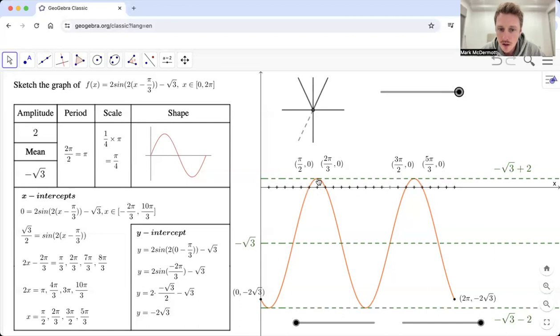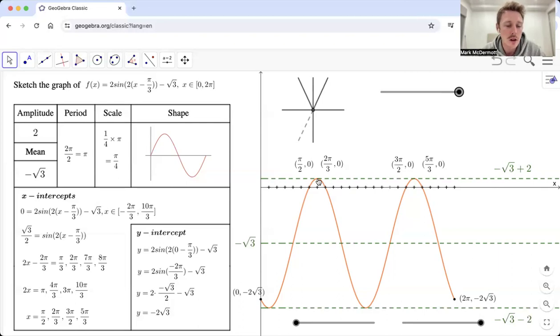So you know that the maximum point here is obviously at negative root 3 plus 2 as the y value, and the x value is, well, you know your scale. So pi on 12, 2 pi on 12, 3 pi on 12, 4 pi on 12, 5 pi on 12, 6 pi on 12, 7 pi on 12. So this point here is 7 pi on 12, negative root 3 plus 2. And you could do similar things with all the other points.